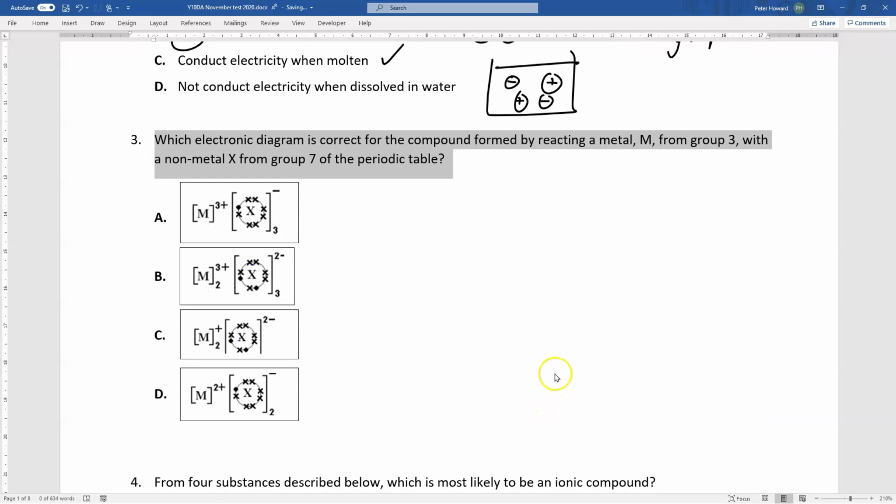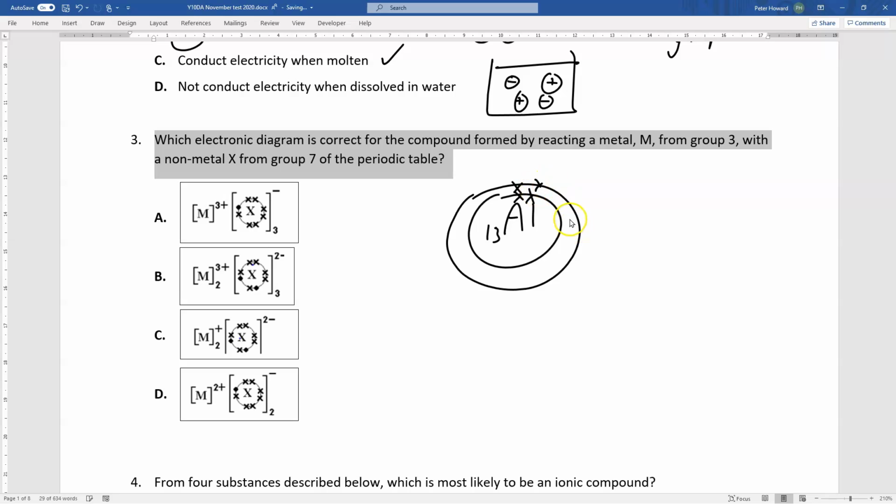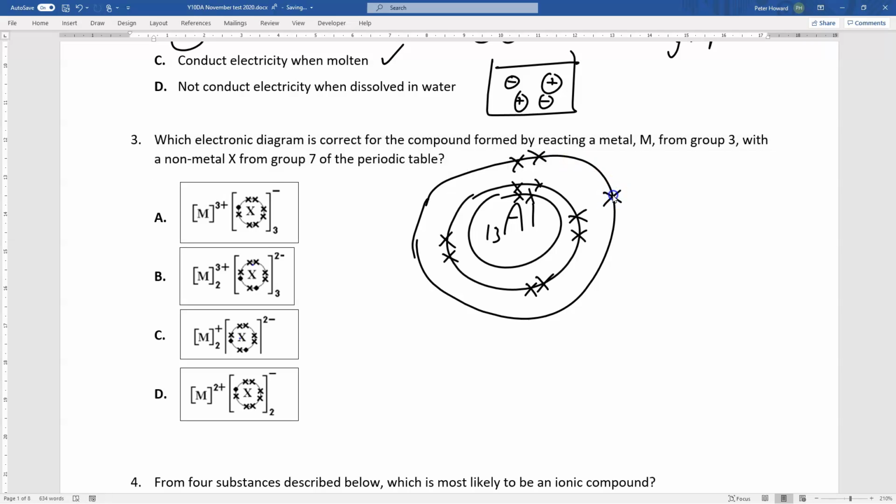Which diagram is correct when we have a metal from group 3 with a non-metal from group 7? Let's go for aluminium, which is a classic example of a group 3 metal. It's got 13 protons, we'll have 13 electrons, and we could do a dot and cross diagram for an aluminium atom with 3 electrons in the outer shell. Now when it forms an ion, it could either gain or lose electrons, but metals lose electrons when they form ions to form positive ions, so it's lost 3 electrons.